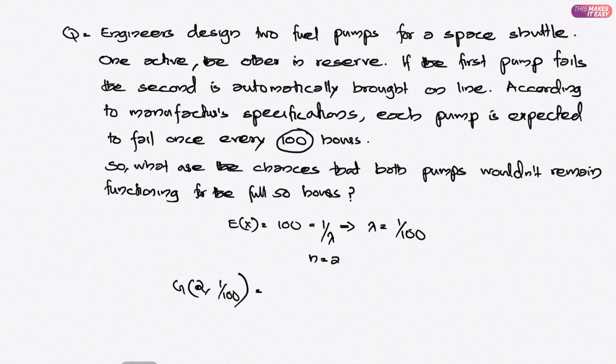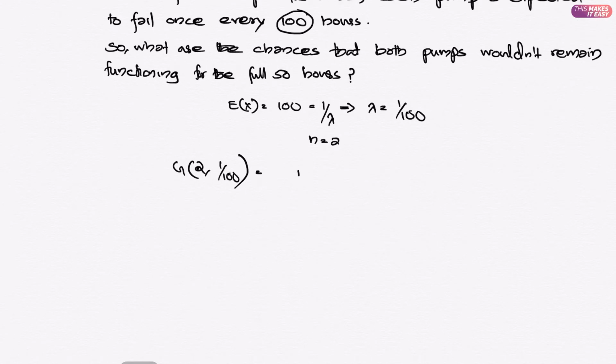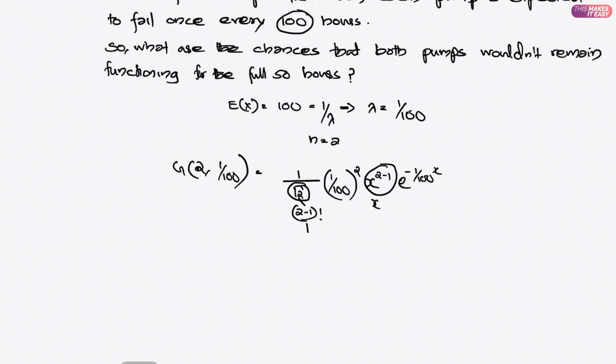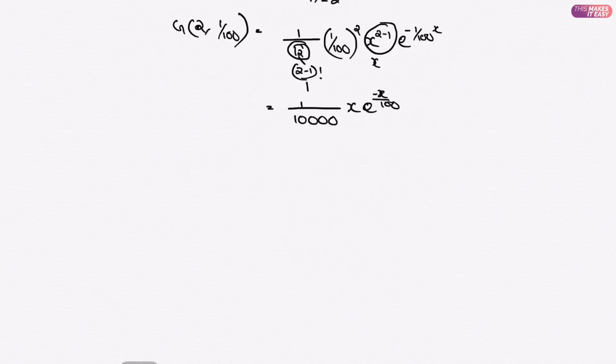So we can put these values into this equation. We will get 1 by Gamma(2), then lambda to the power n, x to the power n minus 1, e to the power minus lambda x. Gamma(2) is basically (2 minus 1) factorial, so it is 1 again. This is x itself. So we can rewrite this function as 1 by 10,000 x e to the power minus x by 100. So the probability that both fuel pumps fail before 50 hours can be written like this.